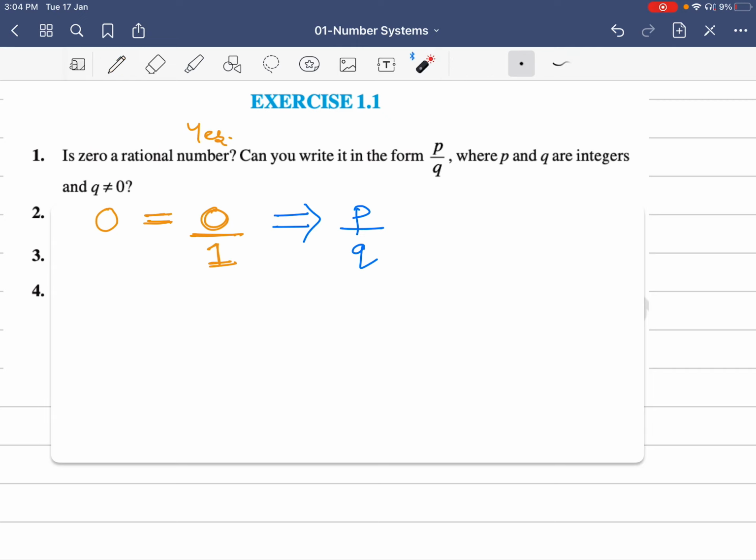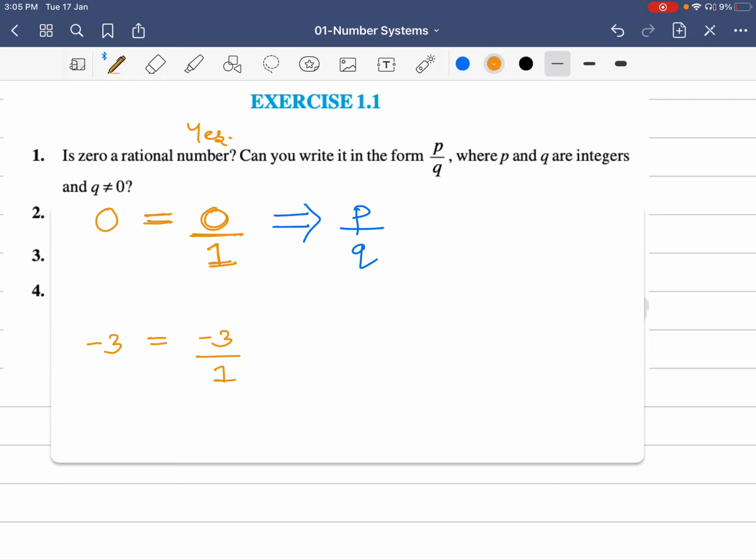Now just to explain this concept, let's take any other integer, for example minus 3. Any integer can be written in the form of minus 3 divided by 1, which is of the form p by q, and thus this is also a rational number. So minus 3 is also a rational number.